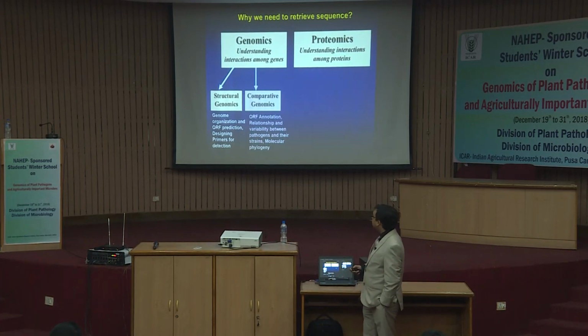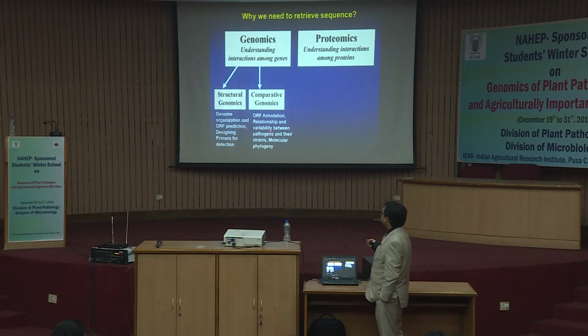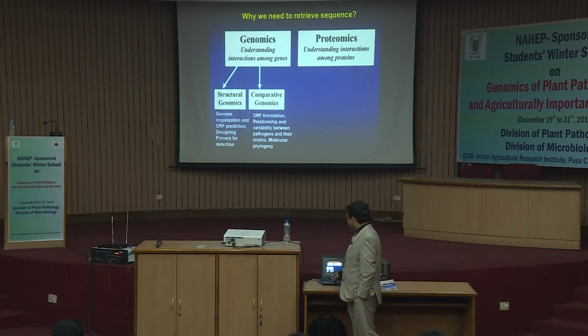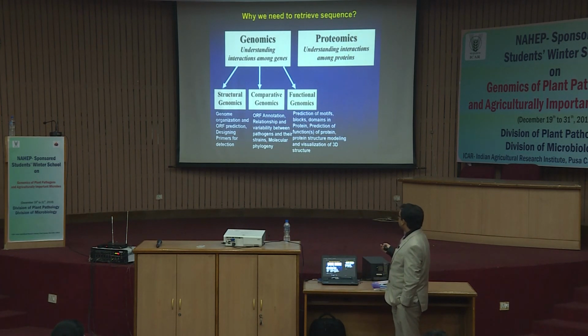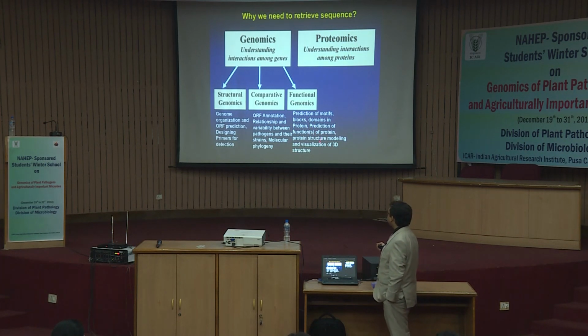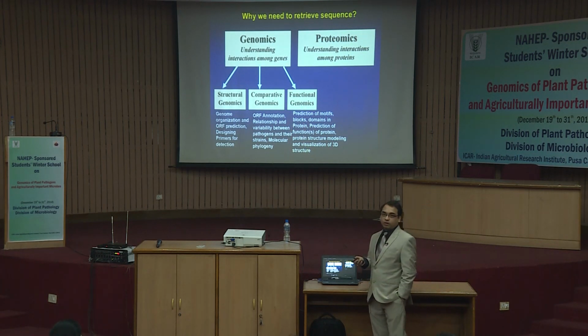The second point is comparative genomics, that is ORF annotation, relationship and variability between the pathogens and their strains, molecular phylogeny. So, they come under comparative genomics. And then the third component is functional genomics, that is prediction of motifs, blocks, domains in the protein, prediction of the functions of the protein, protein structural modeling and visualization of the 3D structure. So, these come under functional genomics.